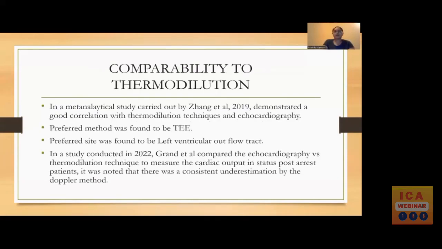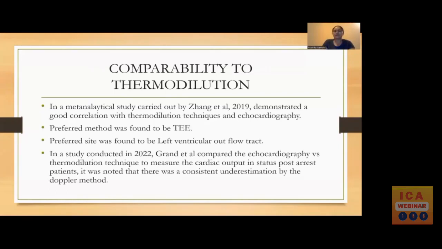So when we are comparing this method of echocardiography to our gold standard, that is the thermodilution technique, there was a meta-analysis carried out by Zhang et al. in the year 2019, which demonstrated a good correlation. They also went further to see whether a TTE versus TE evaluation was better, and ultimately concluded that TE was the better method. And their preferred site was found to be the left ventricular outflow tract.